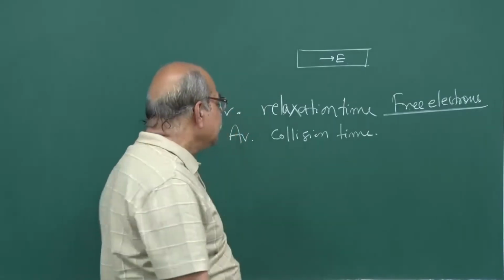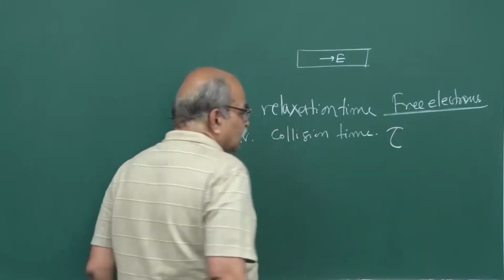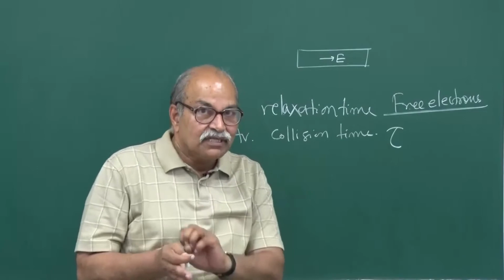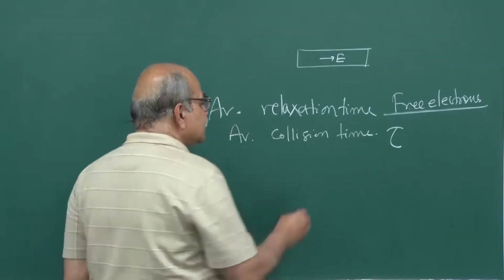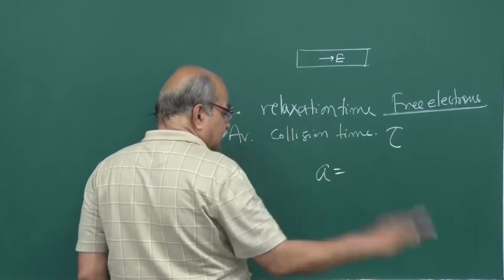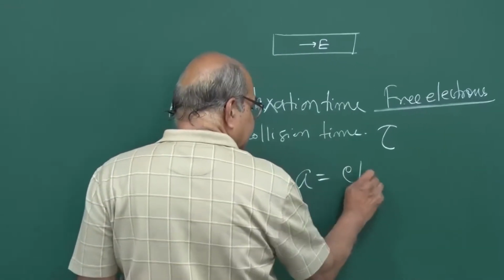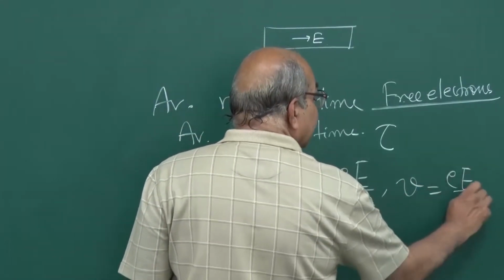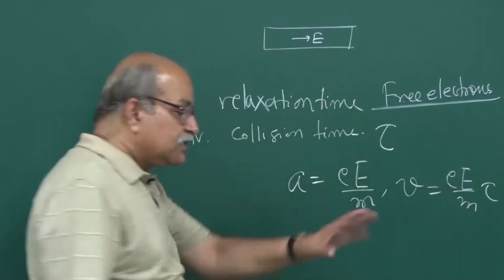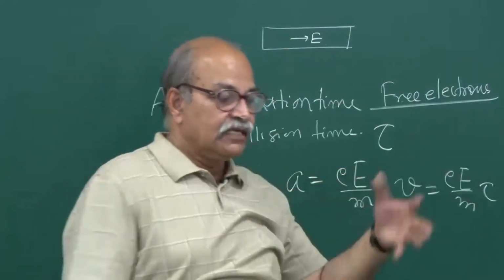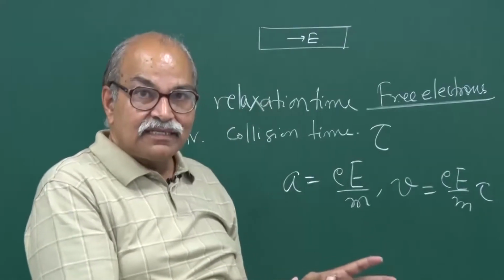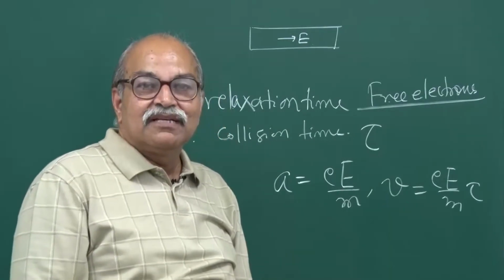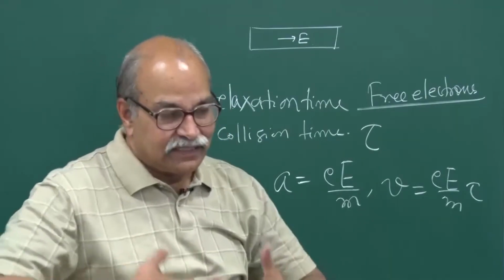So if the average collision time, or what is the same, average relaxation time, after which it gets scattered losing its previous memory, is tau, then on the average for this time tau, this electron is responding to the electric field. In a very classical model, the acceleration is E by m, and the velocity is E by m into tau, the velocity it gains before it gets scattered. Once it gets scattered, all this systematic velocity that it had achieved from the electric field is lost. So again it starts from zero.